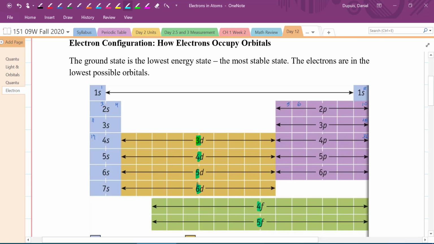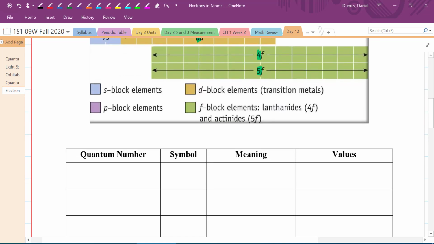We're going to focus on the ground state. That's it. We're not going to do anything else. We eventually will get to ions in the ground state, but everything's ground state for now. Okay, and so we've got the quantum numbers.